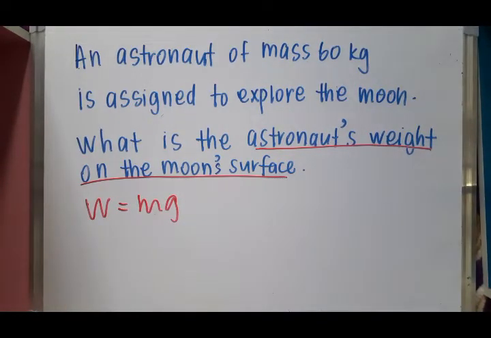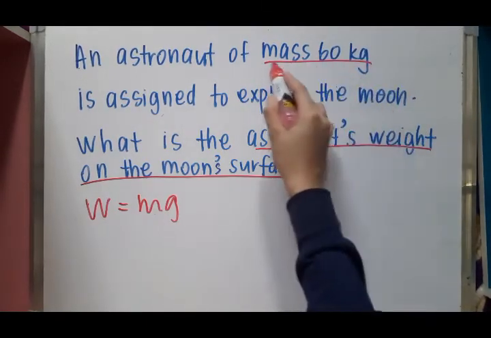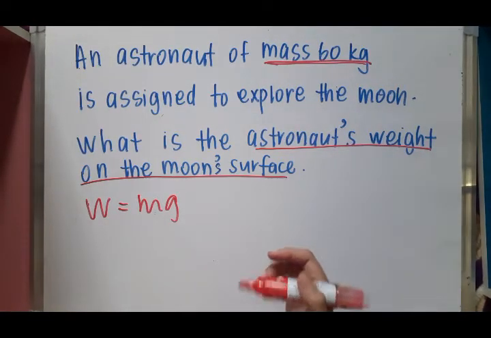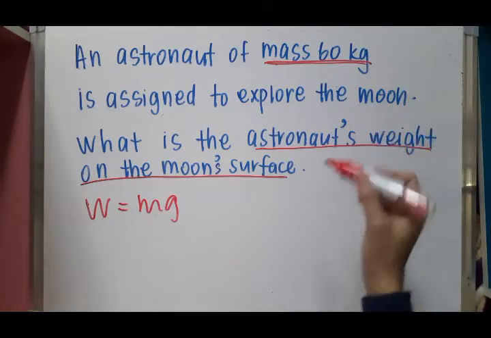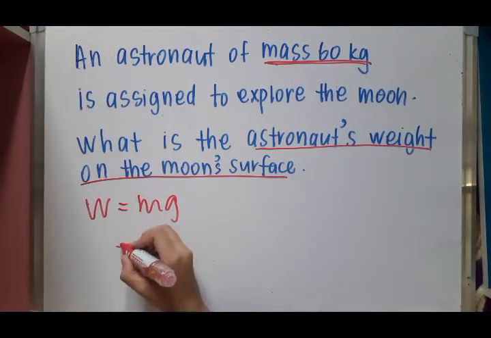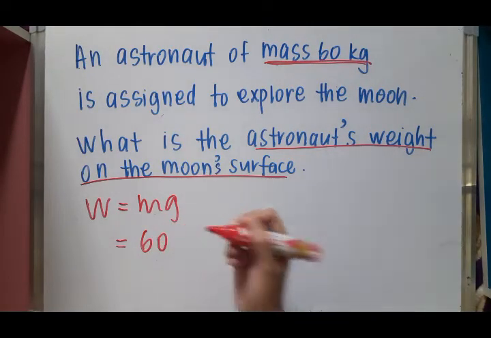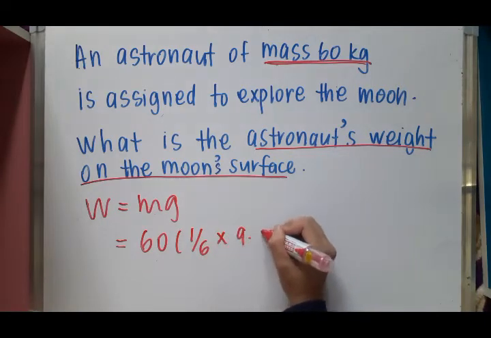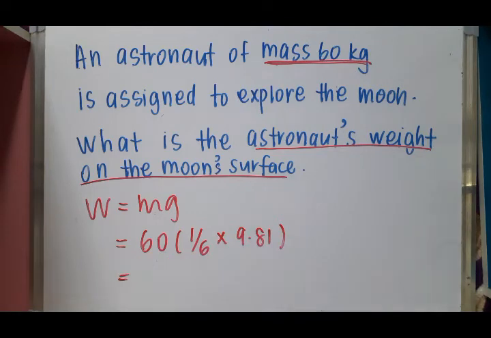Okay, so what is the information that we have? We have the mass 60 kg, and we also have the gravitational field strength G, because we know that the G of the moon is 1/6 of the gravitational field strength on the surface of Earth, right? So W is equal to mg. Mass is 60 kg times G. G is 1/6 times 9.81. Okay, so the final answer is 98.1 Newton.